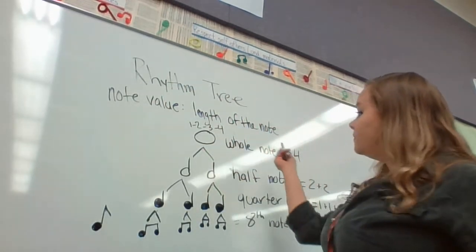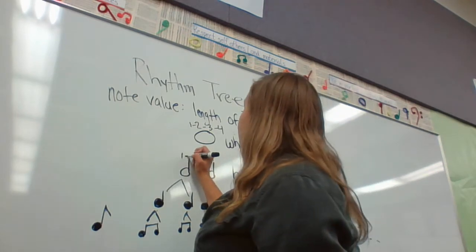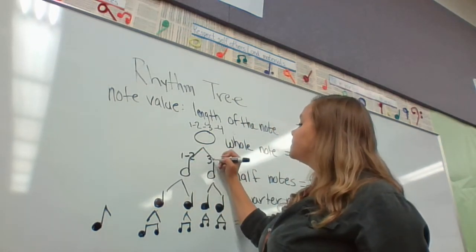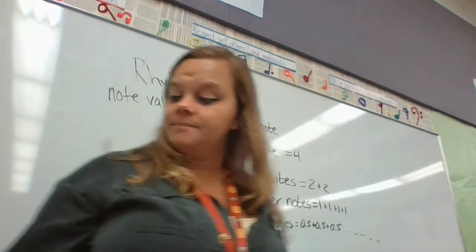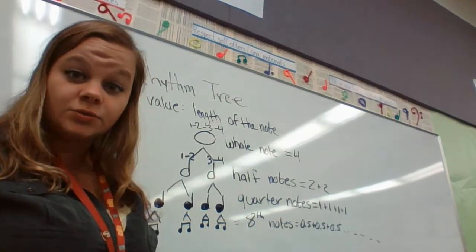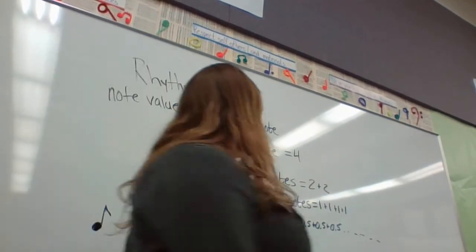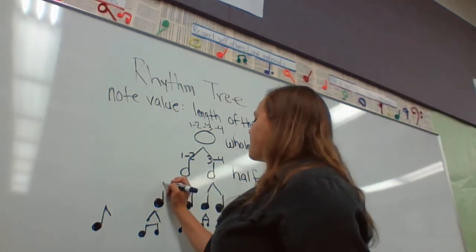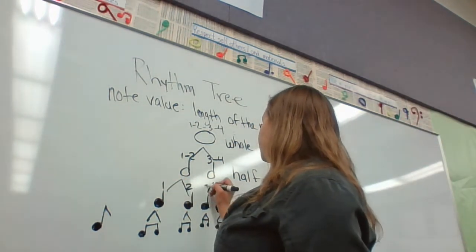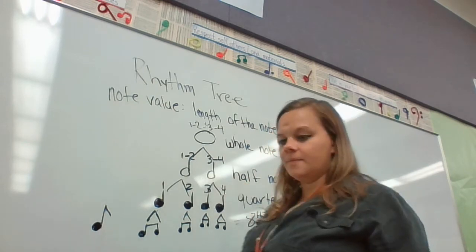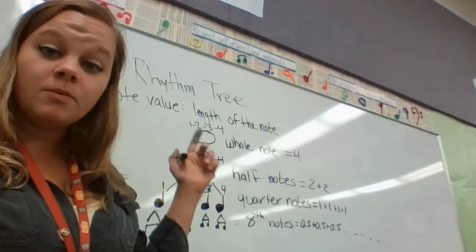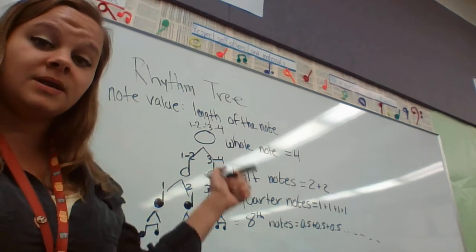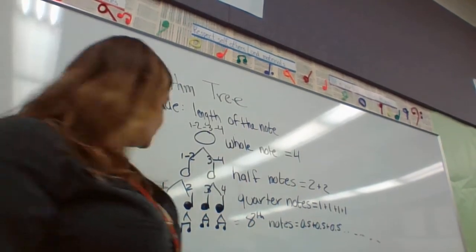Okay? And then we have our half notes. 1, 2, 3, 4. So they're separated, but they're still a little bit longer than our quarter notes, which are 1, 2, 3, 4. So we can go 1, 2, 3, 4, 4 separate notes.